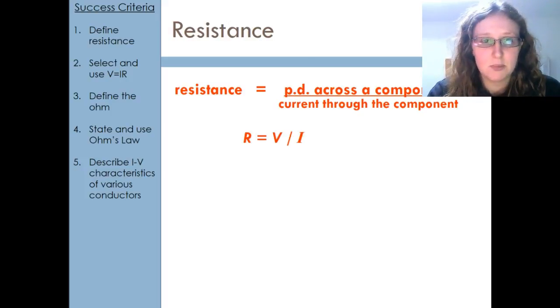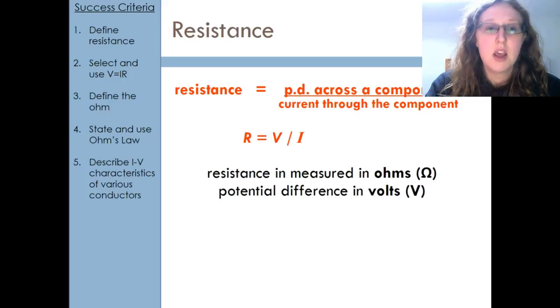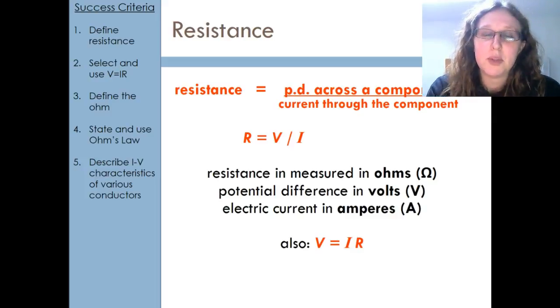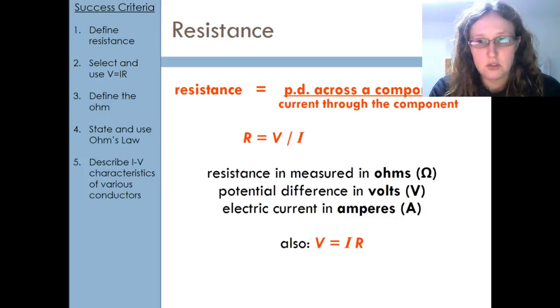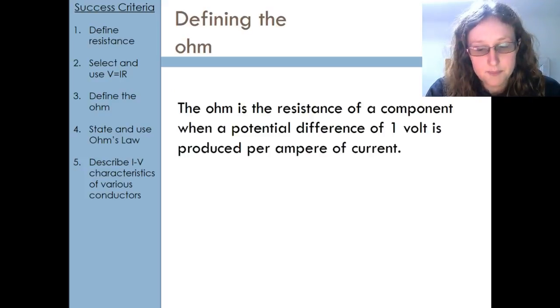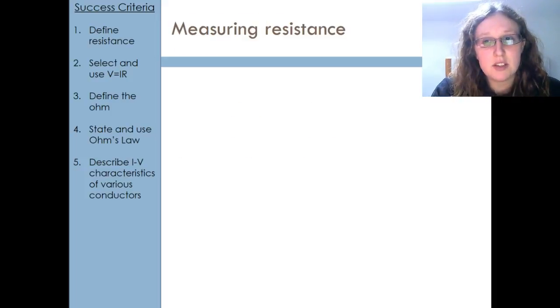Basically that simplifies into R equals V over I, where your resistance is in ohms, your potential difference is in volts, and your current is in amps. The more common form that you'll see is V equals IR. It's just rearranged, and obviously we can rearrange to I equals V over R. So we've now got another new unit, the ohm, and the ohm is the resistance of a component when a potential difference of 1 volt is produced per amp of current. Pretty simple and straightforward.